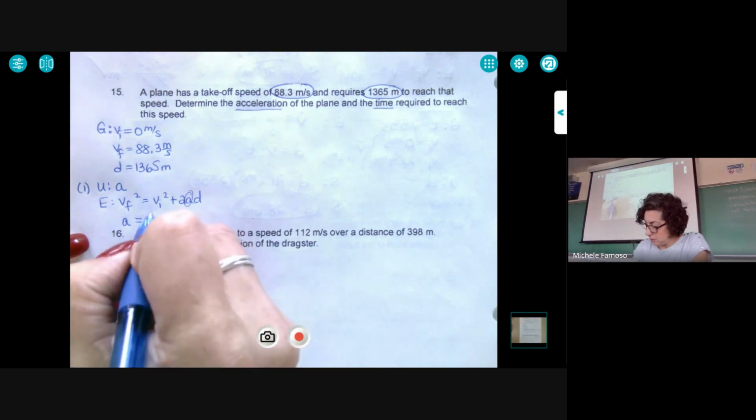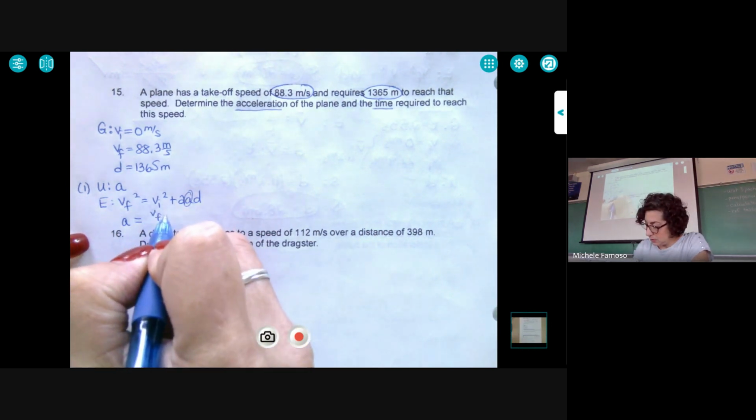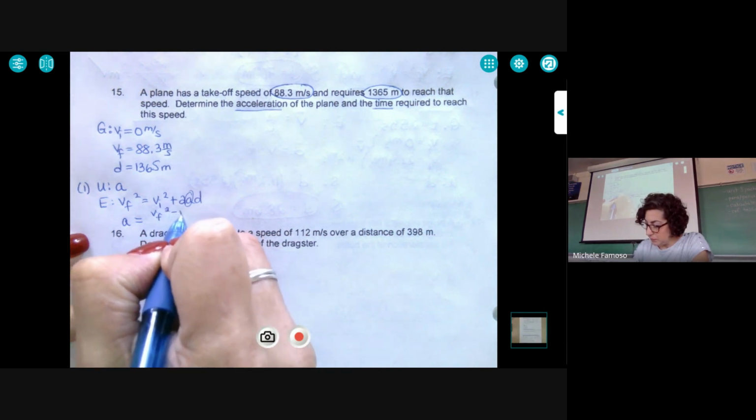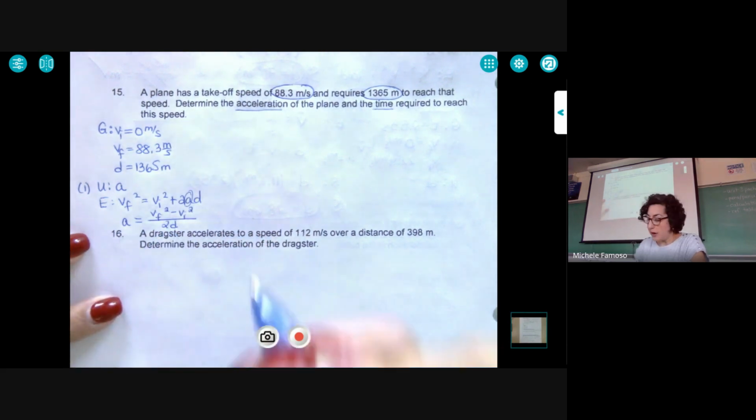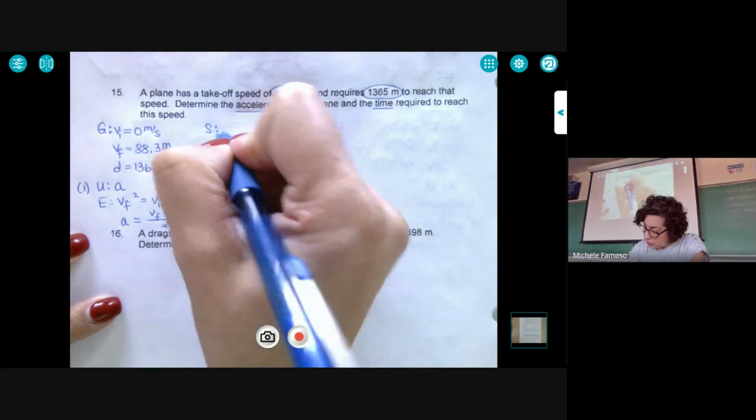VF squared plus VF squared over 2D. I'm sorry, say that again. VF squared minus VI squared over 2 times D. That's correct. All right, now we're going to do our substitution with units.